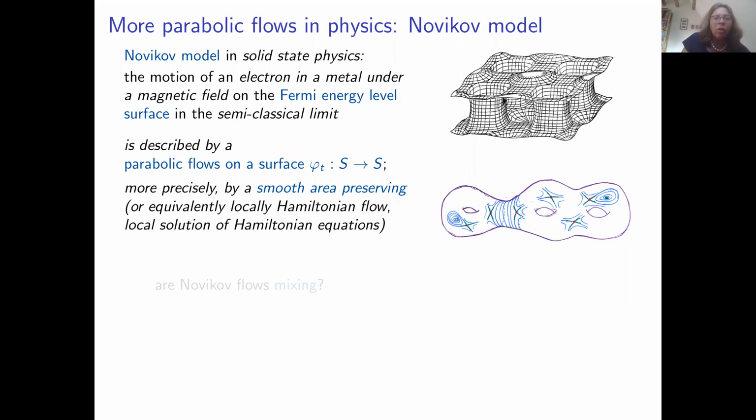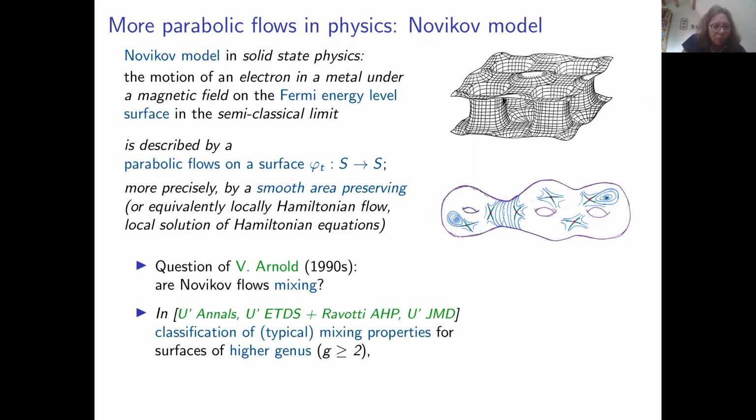But so again, the Novikov model, so motion of electrons in a metal, can be described by a surface flow. And it's a flow which describes motion on a surface, and it's smooth and preserves area. And a famous question by Vladimir Arnold from the 90s was whether these Novikov flows, these flows on surfaces arising from this model, are mixing.